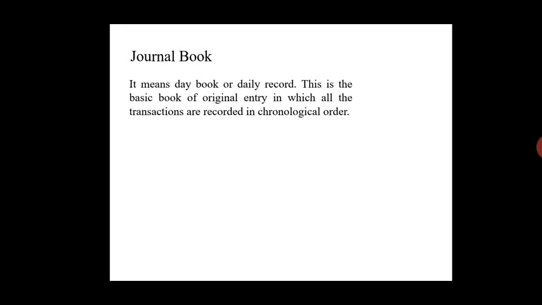This journal book is called the book of original entry. And chronological order means it is recorded date wise. Whatever transactions take place date wise are recorded in the journal book. So this is the meaning of the journal book.